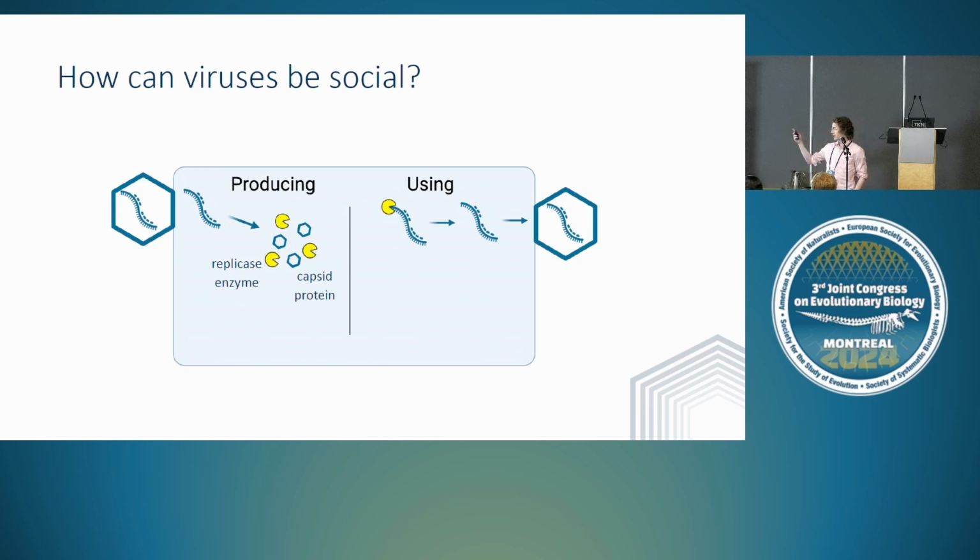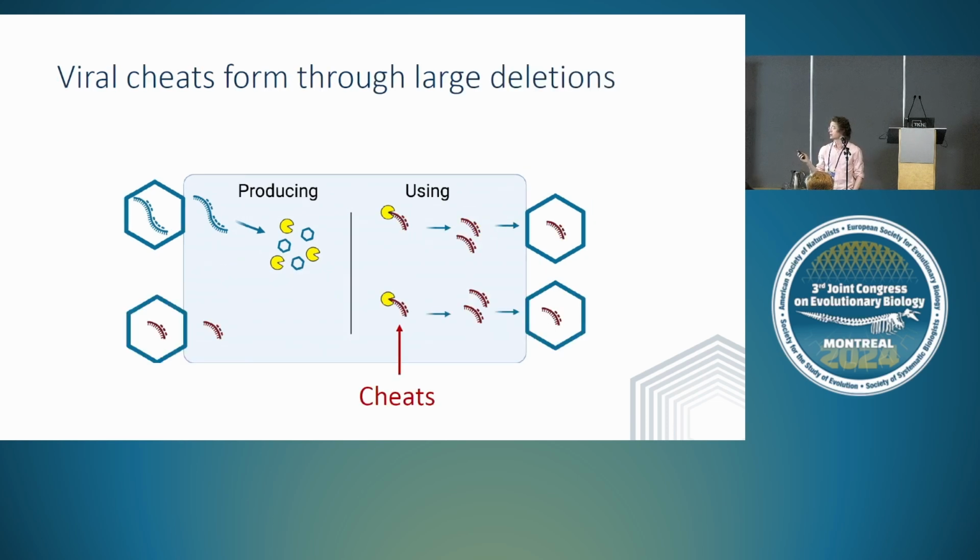So replicase enzymes that one viral genome produces can typically replicate other viral genomes inside that cell, even ones that didn't encode them. This means we can think of them as public goods, and I'm sure in this symposium it's no surprise that public goods are vulnerable to exploitation by cheats. And the way that cheating happens in viruses is super simple.